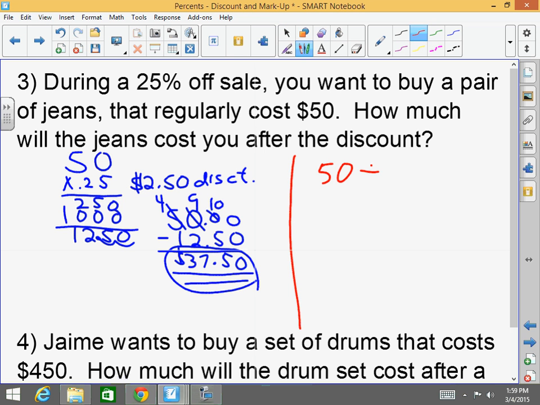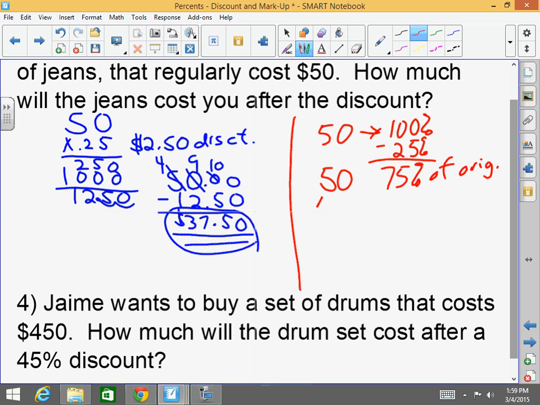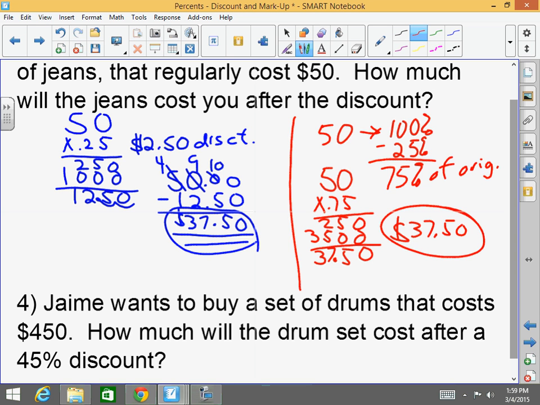$50 is 100% of the price, but I am taking a 25% discount, so I'm subtracting 25%. So that means I'm paying 75% of the original. So I've got 50 times 0.75. 0.25, skip a space, 0.35, which is 3750 with 2 decimal places. I will be paying $37.50. It does not matter what method you use. You will always get the same answer as long as you do it correctly. Yes, sir.